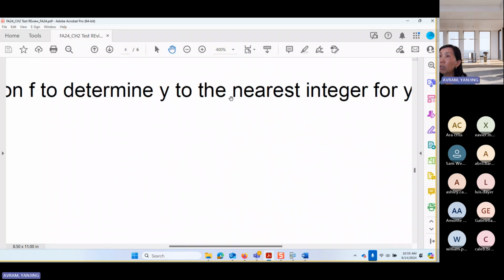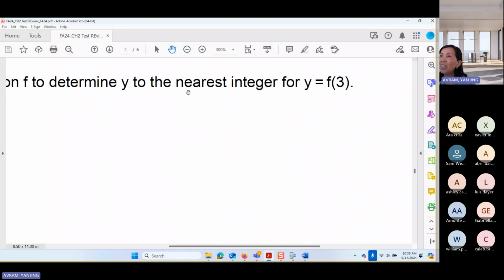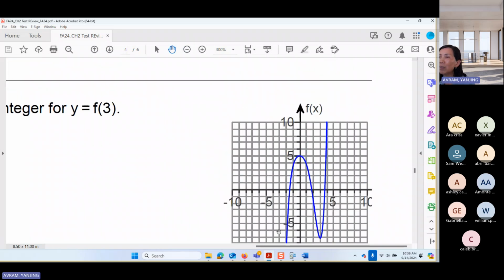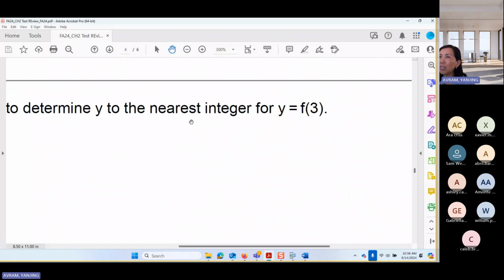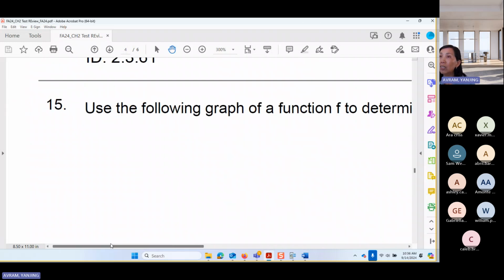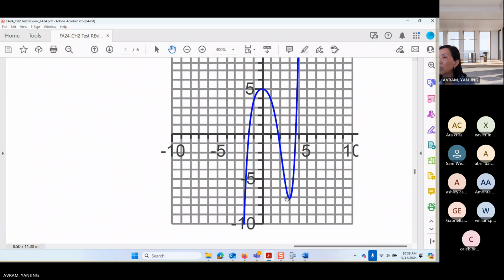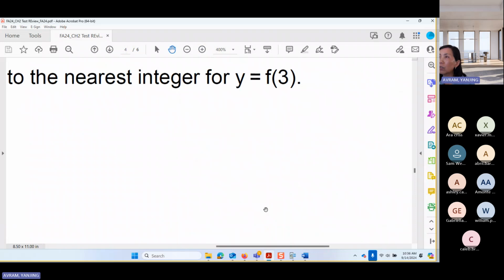I'm sorry, it said round to the nearest integer. Okay, so the nearest integer will be -7. Sometimes you just have to read the question requirement very carefully, right? It said round to the nearest integer. Apparently this one is a little bit down from that, but you want to round to the nearest integer.